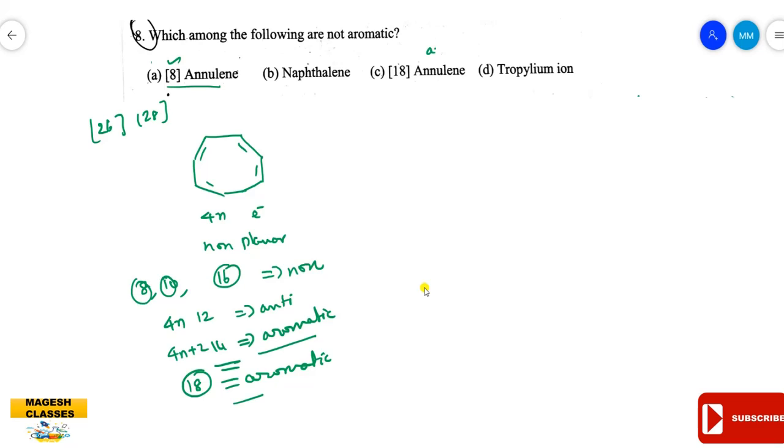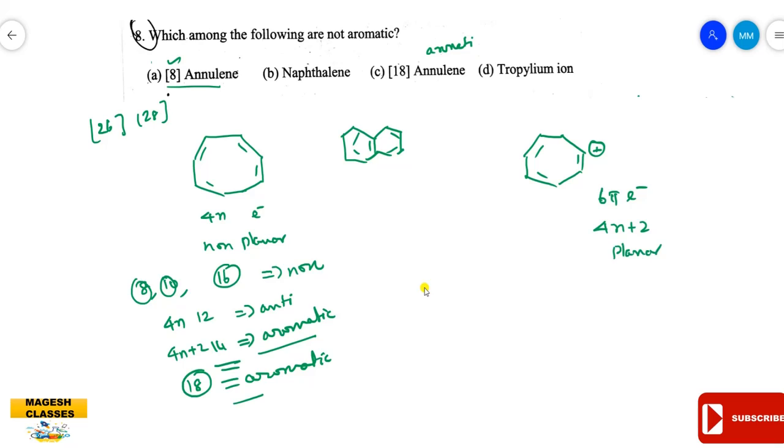[18]annulene is aromatic, and naphthalene is a benzenoid compound, so it is aromatic in nature. And the tropylium ion is a cycloheptatrienyl cation. So it has 6 pi electrons, follows the 4n plus 2 rule, and this molecule is planar, so it is aromatic. So it is a non-benzenoid aromatic. The non-aromatic species is [8]annulene.